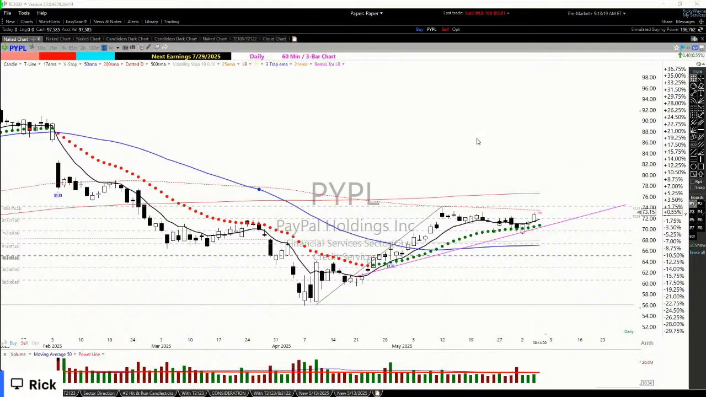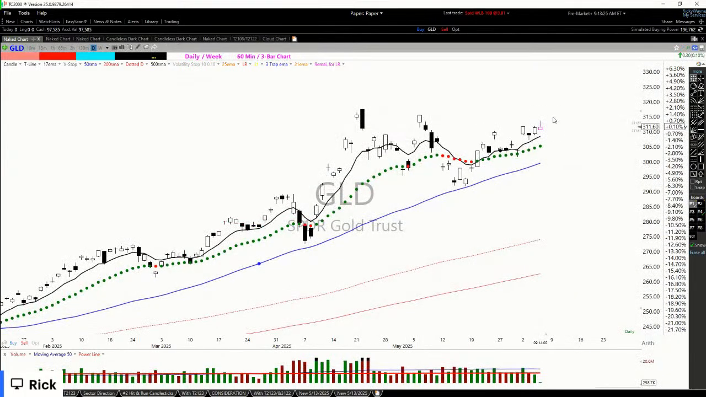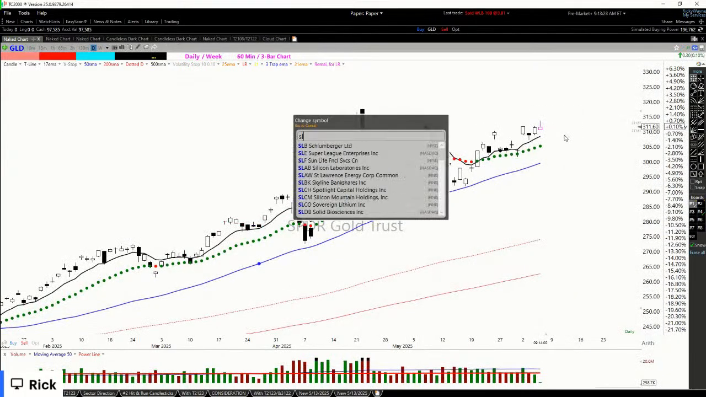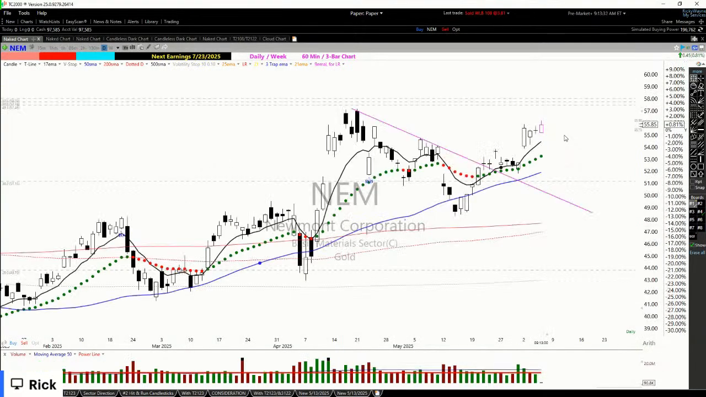I love it. Hey, Rickster. Yeah, metals are moving up today, looks like. GLD, that's still holding in there. And then SLB, look at that thing. And NEM is doing it too. Yeah. Careful not to chase is the only thing, okay?